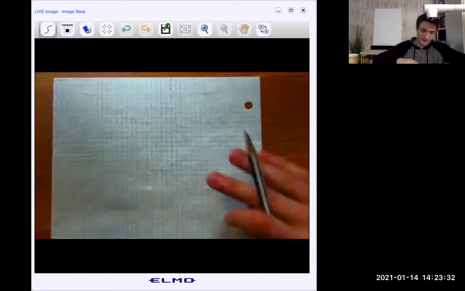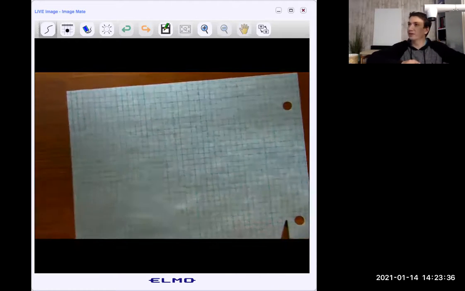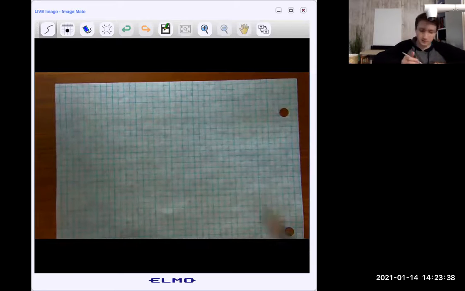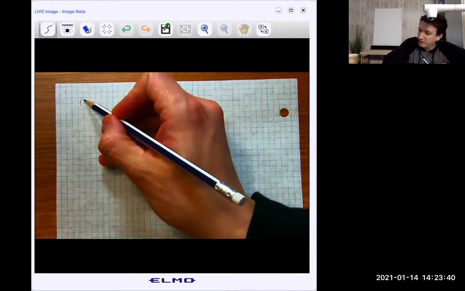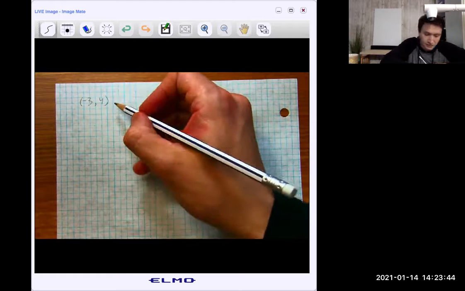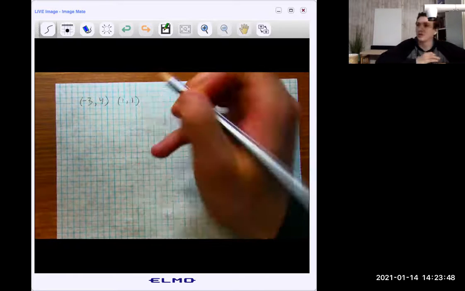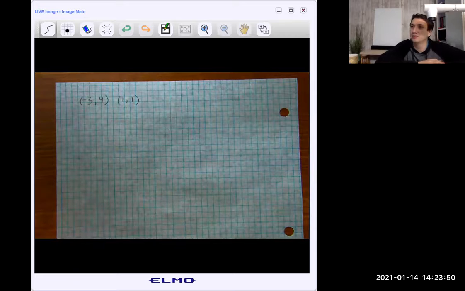Let's say we were given two ordered pairs. Let's say we had -3, 4, and 1, 1. Those are points on the line. We need to create the equation, create the table, create the graph.